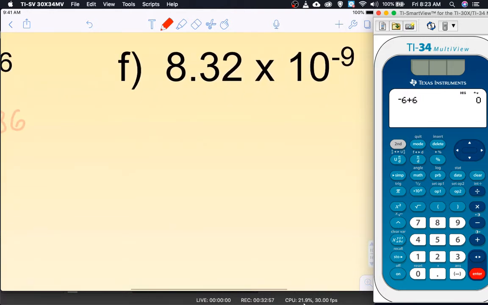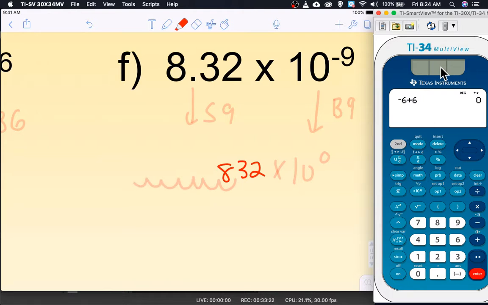Letter F, I'm going to scoot over because I can see I'm going to have moved my decimal 9 places. So it becomes a 10 to the power of 0. It got bigger by 9. This piece gets smaller by 9. And let's see what we got. 832. I'm going to move my decimal 9 places. 1, 2, 3, 4, 5, 6, 7, 8, 9. So here's going to be my decimal. 0.00000000832.